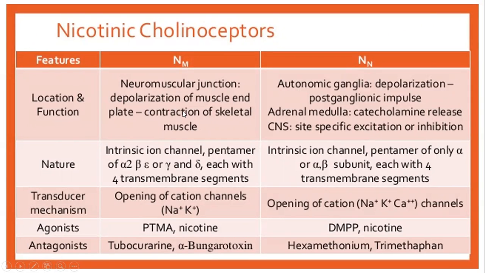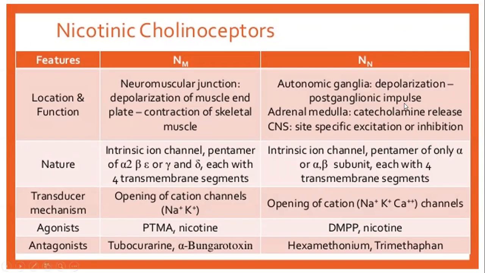And the NN type also. The NN type is also present in the autonomic ganglion. It is present in both sympathetic and parasympathetic ganglia. So then what will happen? There is an activation of the postsynaptic neuron also, both the parasympathetic postsynaptic neuron and the sympathetic postsynaptic neuron. Both will be activated.